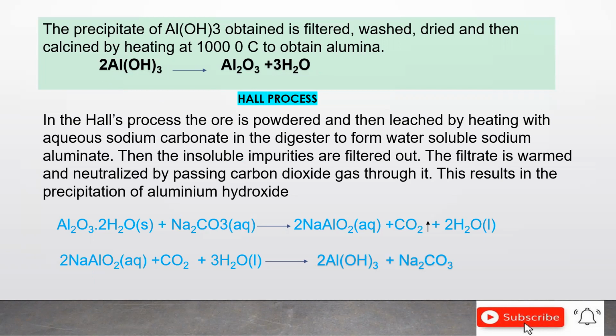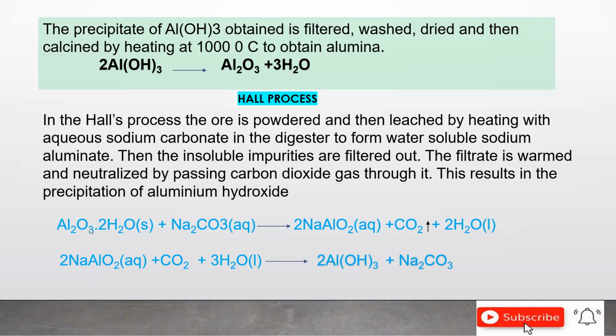Now the next process is Hall's process. Also we will get the same product. In Hall's process, the ore is powdered and then leached by heating with aqueous solution of sodium carbonate. Here instead of sodium hydroxide, we are using sodium carbonate in the digester, and water-soluble sodium aluminate is obtained.